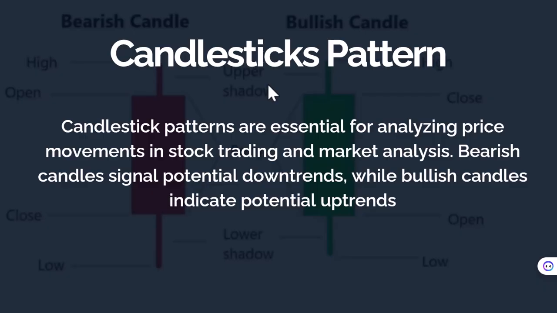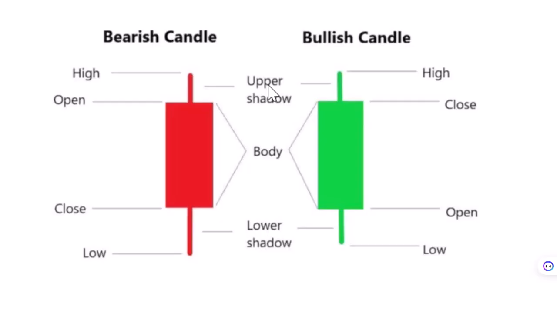Candlestick patterns are essential for analyzing price movements in stock trading and market analysis. Bearish candles in red signal potential downtrends, while bullish candles indicate potential uptrends. When you see these candlesticks, you see the red and the green. The green means bullish, that means an uptrend, and the bearish candle is red, that means a downtrend, and they have the same properties. You see the high, open, the close, the low.